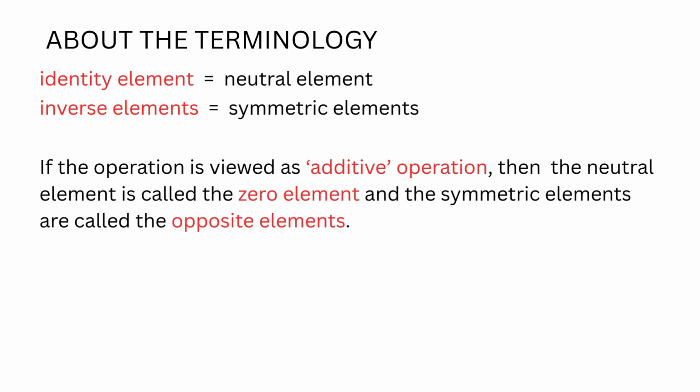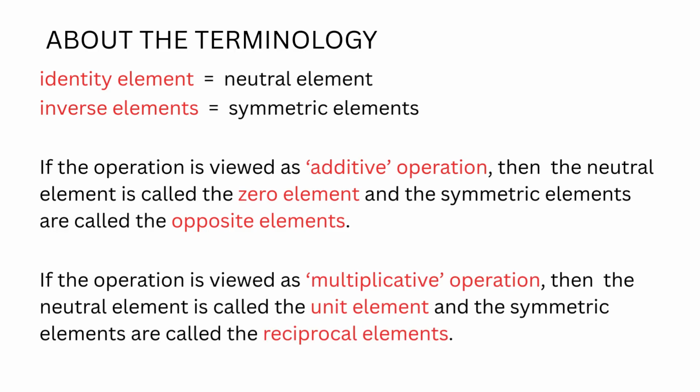When mathematicians think of the operation as additive, they rename the neutral element as the zero element and the symmetric elements as the opposite elements. When they think of the operation as multiplicative, they rename the neutral element as the unit element and the symmetric elements as the reciprocal elements.